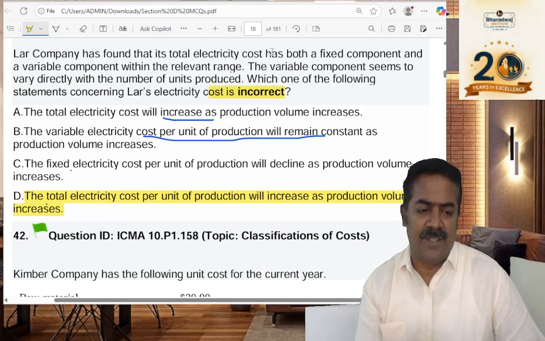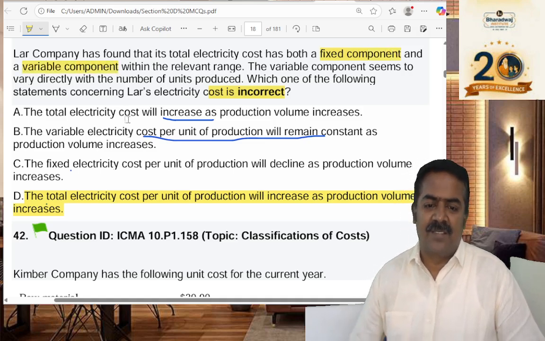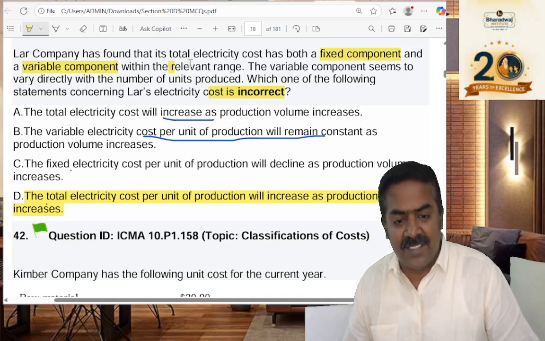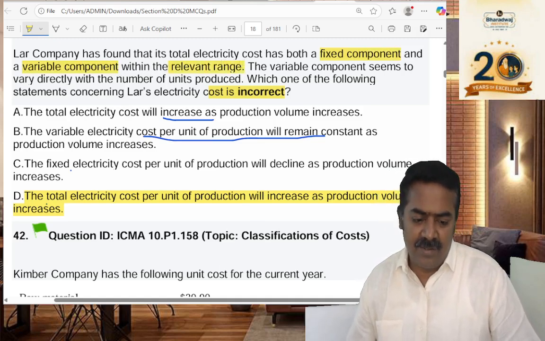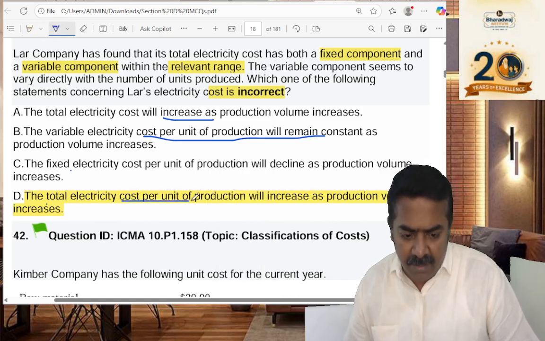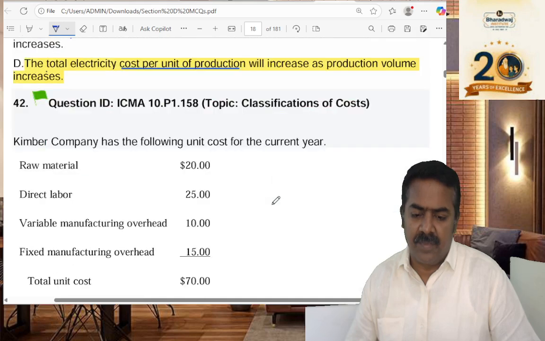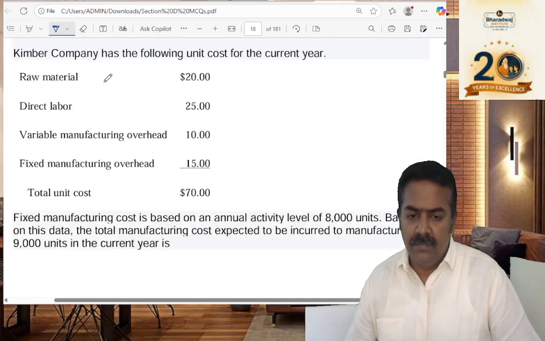This is what we need to look at. There is a fixed cost and there is a variable cost within the relevant range. Total electricity cost per unit of production will what? Decrease. So this is incorrect. Material, labor, variable, fixed manufacturing overheads. Fixed manufacturing overheads is for an average level of 8,000 units. Based on this data, total manufacturing cost for 9,000 units.